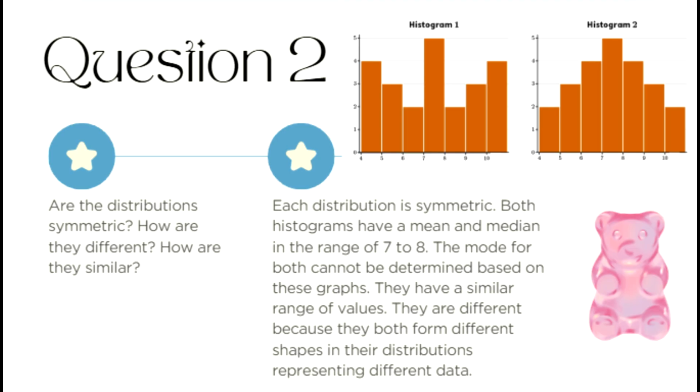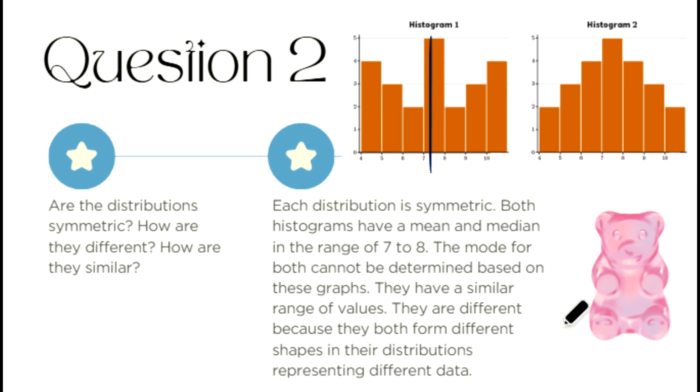Okay, so if you look at these, you can see that they are symmetric. If I folded this right here in half, each of these is going to line up. Same with this one. Both histograms have a mean and median in the range 7 to 8. So those match. They have a similar range of values, 4 to somewhere above 10. I can't read that, it's small.